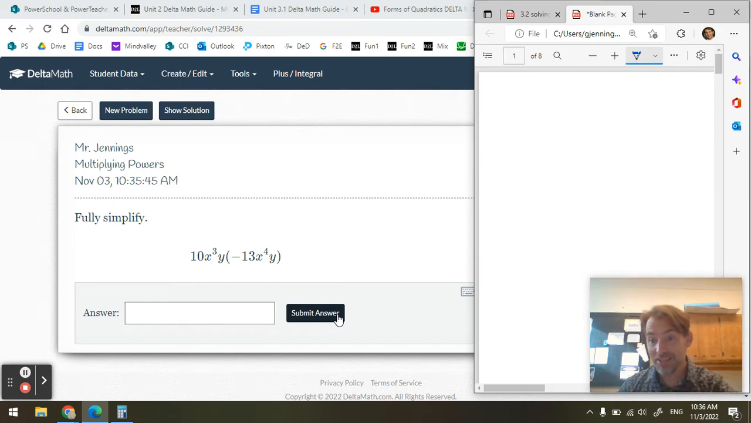Today we're going to look at all the basic exponential laws type questions that we have in Delta Math. First, our multiplying powers or products of powers rule. So here, 10x to the 3y is going to be multiplied by negative 13.